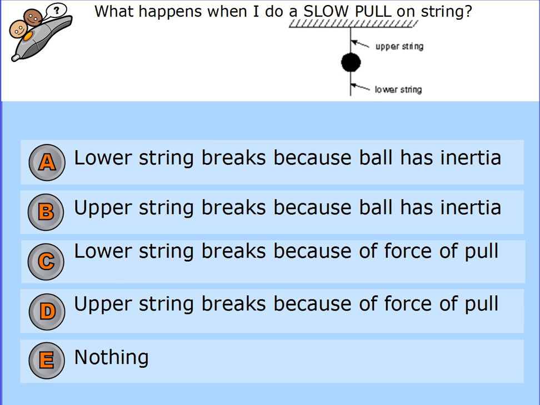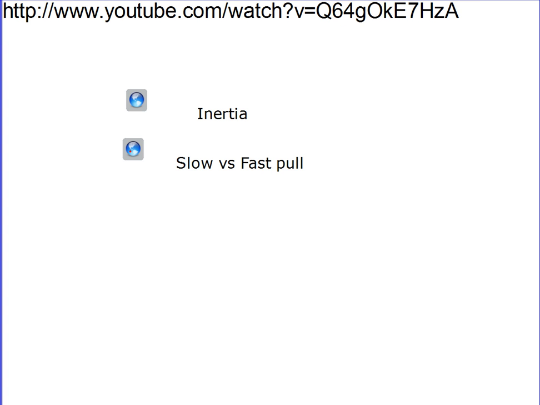Now what if you do a very slow pull? Well, if you do a very slow pull, then the force has a chance to go through the ball and up to the ceiling. And so your upper string is going to wind up breaking because of the force of the pull. And here is an interesting YouTube video where they do a physical demonstration.